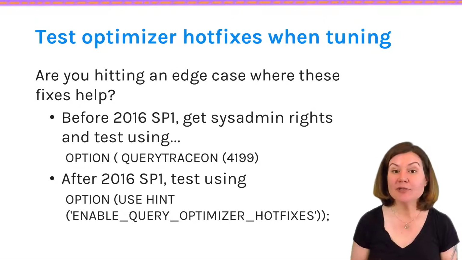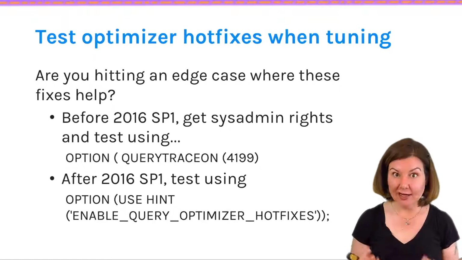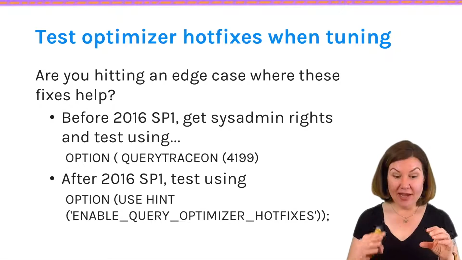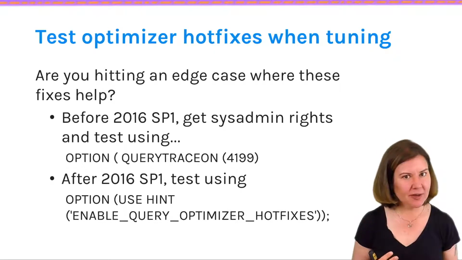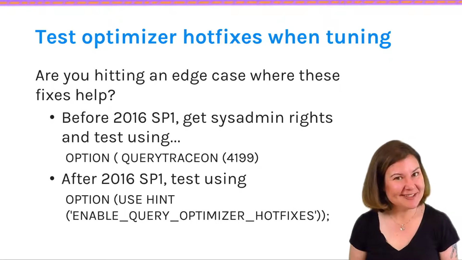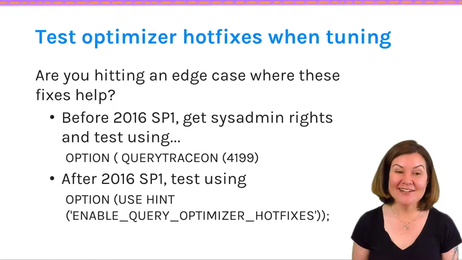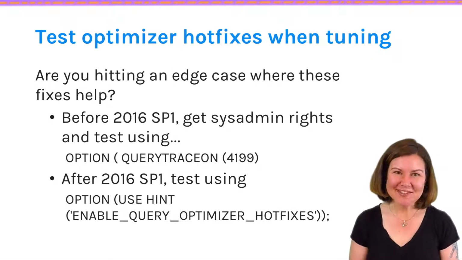I love testing out optimizer hotfixes when tuning a query too. When you're going through the process of checking, can I make this query faster? Testing out, am I hitting an edge condition? And does 4199 make it faster is definitely a step I do. I don't always find that it makes a query faster, but there have been a few cases where, in fact, I was hitting an edge case that was improved by this, and testing using option query trace on with a high permission account made it easy for me to see whether or not query optimizer hotfixes made a real difference to my case.